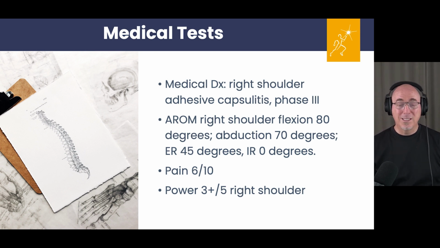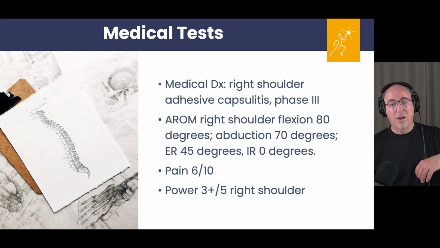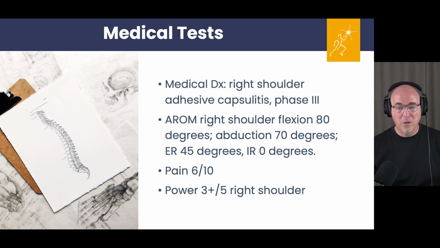Pain was still a 6 out of 10. And then power within that range was a 3 out of 5, or 3+ out of 5. So she could lift her arm a little bit against gravity, but could not get anywhere close to that 70, 80 degrees on her own.